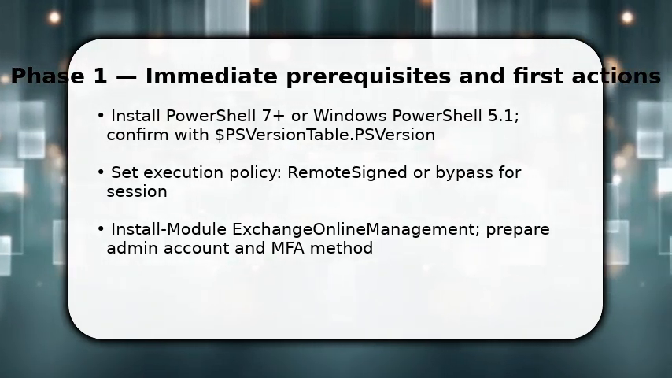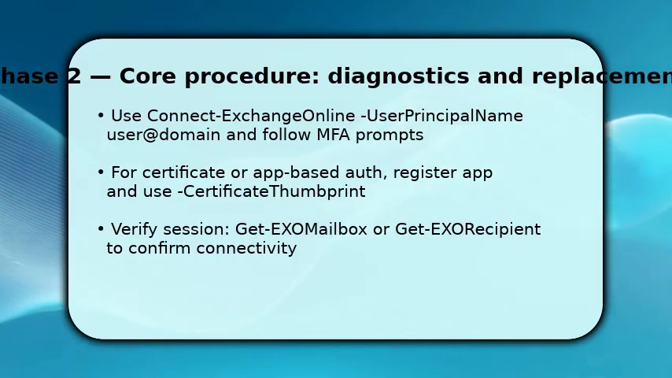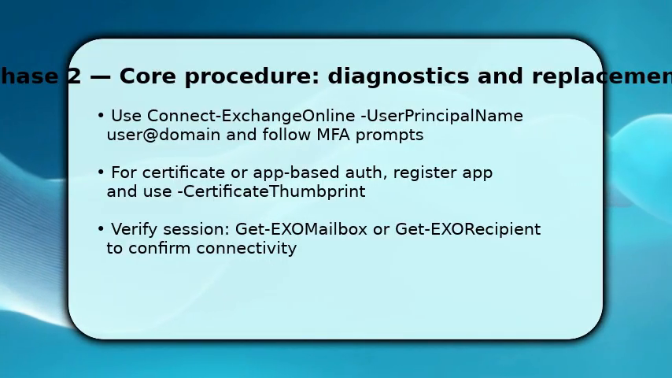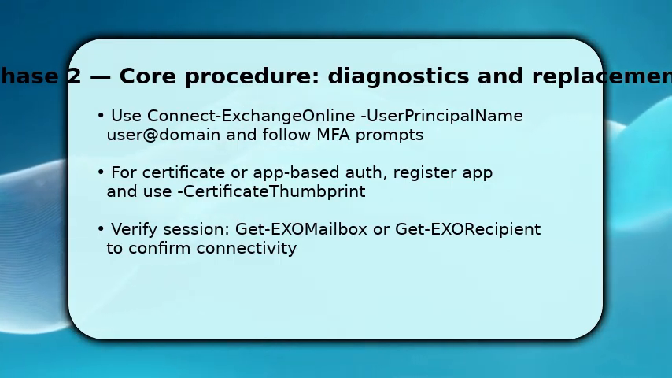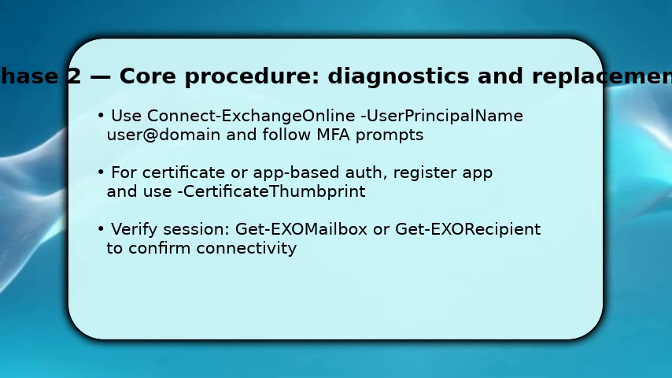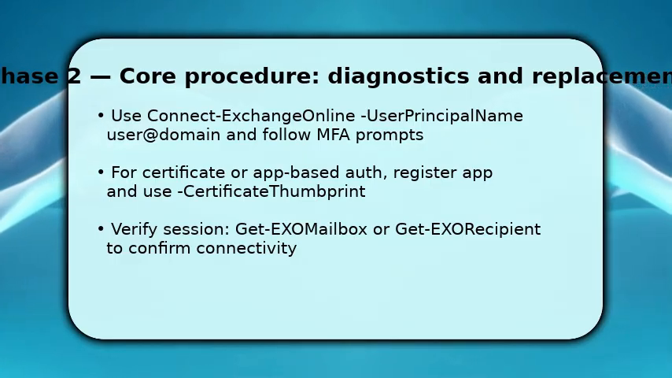authentication next. Now you authenticate and create the management session. If you use interactive MFA, run Connect-ExchangeOnline -UserPrincipalName your admin at domain, and complete the prompt. This gives you a persistent EXO session. If you need automation, register an Azure AD app, assign Exchange roles, and connect using the app ID and certificate thumbprint. Once connected, validate the link by running Get-EXOMailbox or Get-EXORecipient. These quick queries confirm permissions and that cmdlets are responsive before you run changes in bulk.